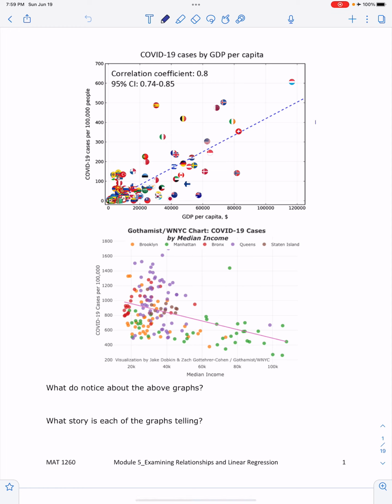So here, and I'm just going to answer that first question up here, as GDP per capita, and of course that's in dollars, goes up, then COVID-19 cases per 100,000 goes up.